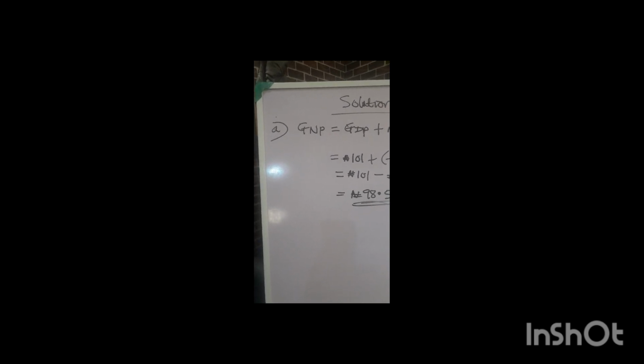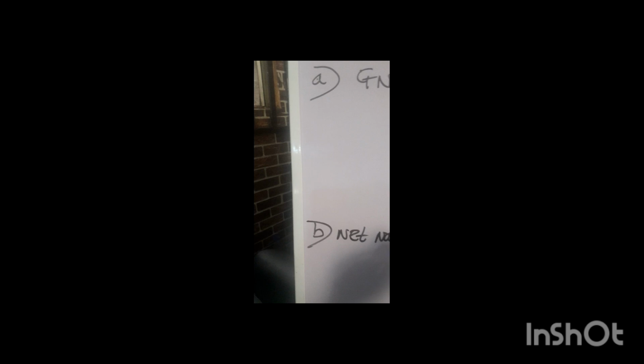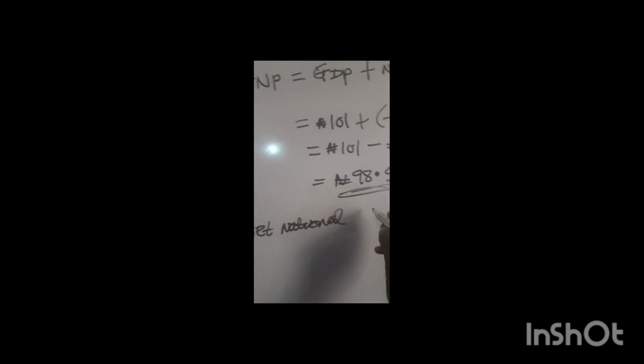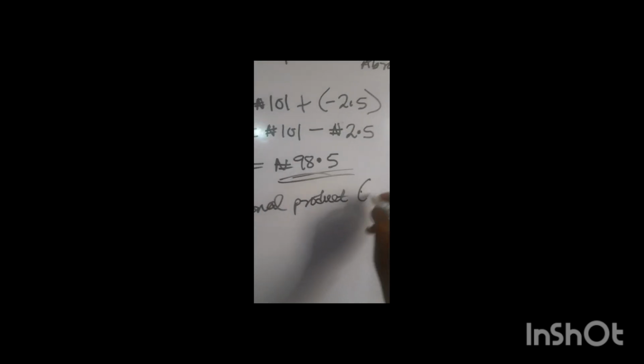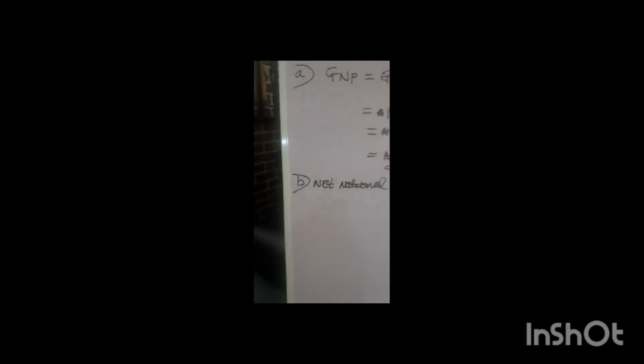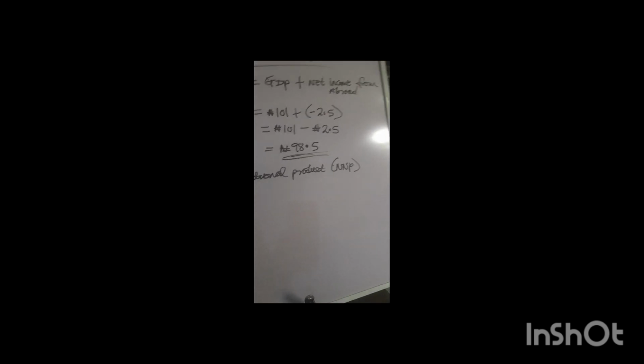Now, the B part of the question says we should get the net national product, which is the same thing as saying NNP. So it simply means conversion from its gross form, since we already have 98.5 million from the value we had before.